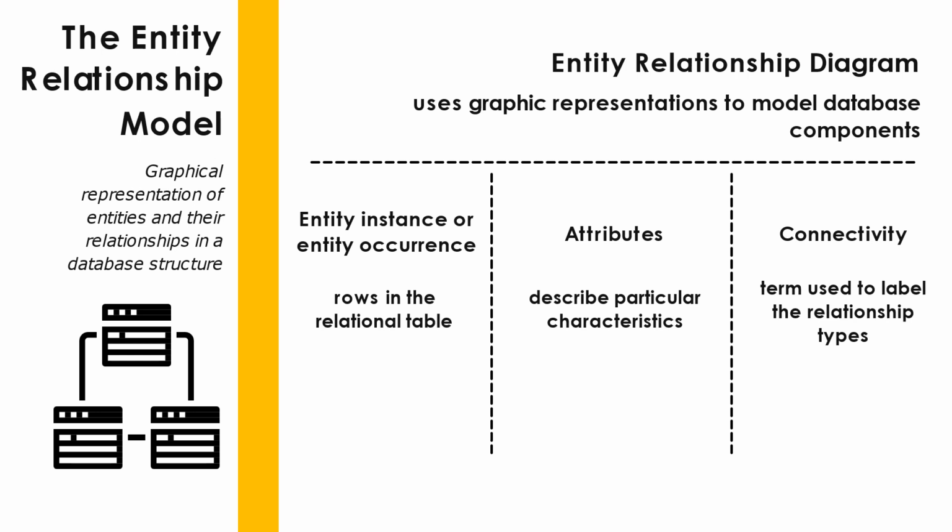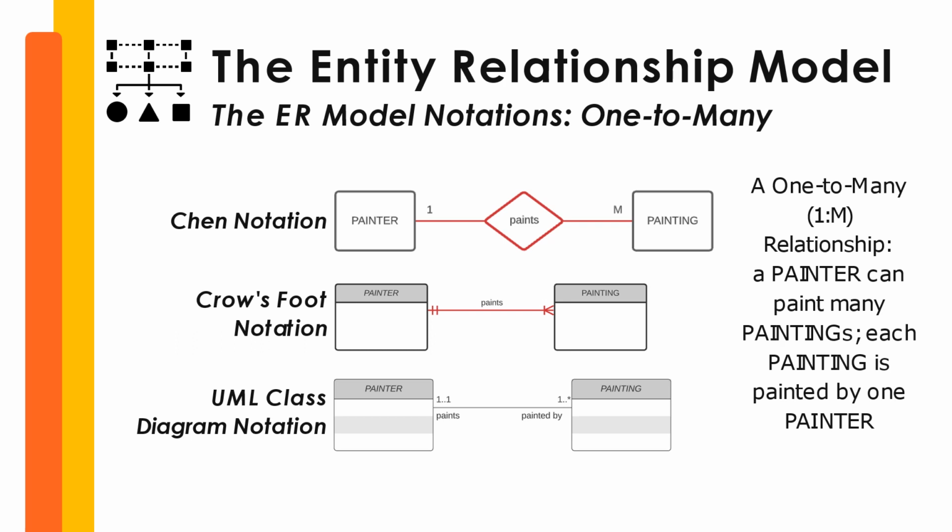The following are the entity relationship model notations. We have the chain notation, the crowsfoot notation, and the UML class diagram notation. We will be discussing each of the notations for each of the relationship types that we have: one-to-many, many-to-many, and one-to-one. Let us start with one-to-many.